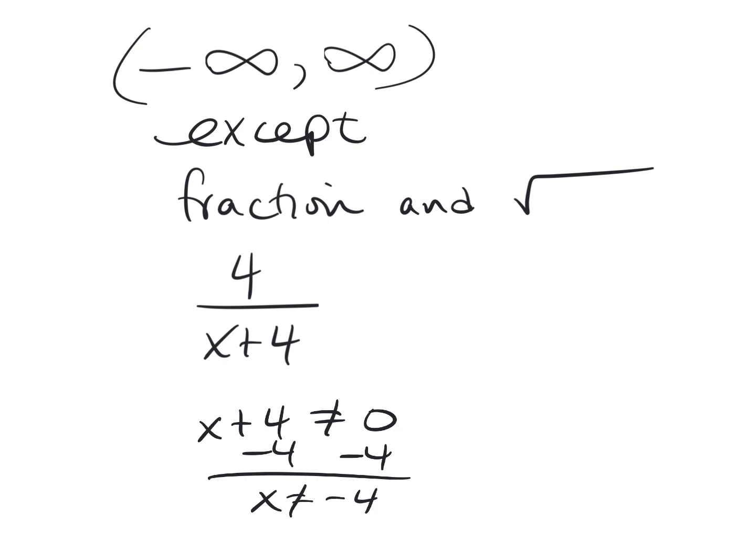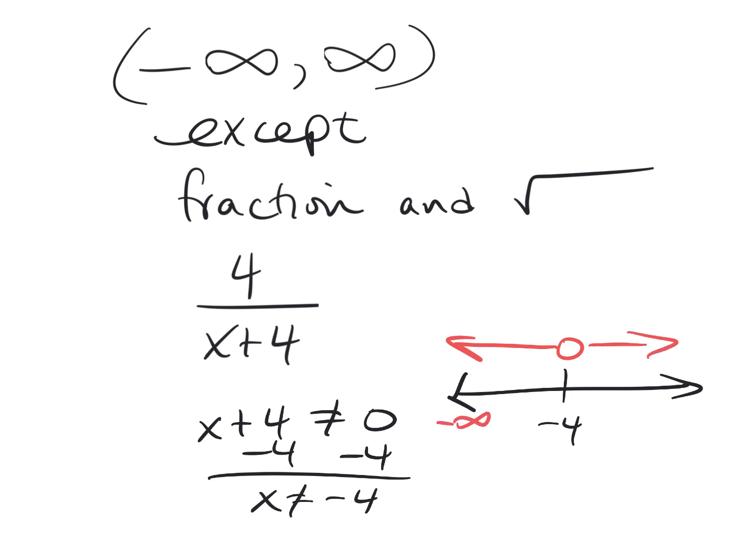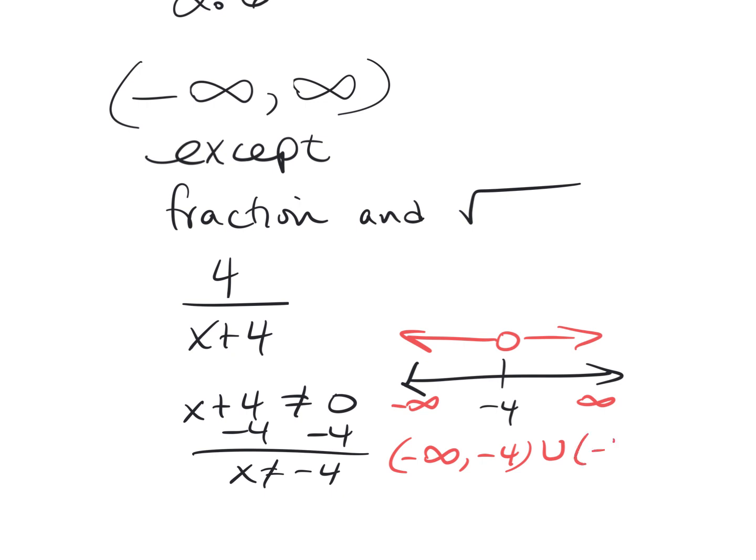So if you pictured this on a number line, it would be everything except -4. So you would go from -infinity up to the -4, then you have to union that, and then it starts again on the other side of -4 and goes to infinity. Notice the parentheses around the -4 indicating that it doesn't include -4.